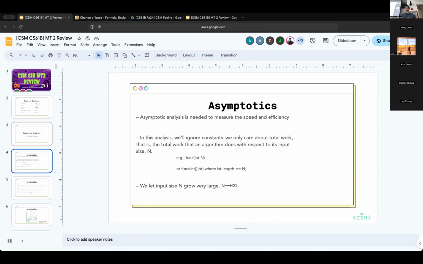And that's why we need to investigate how much work we are actually doing from start to finish in terms of n, the input size.